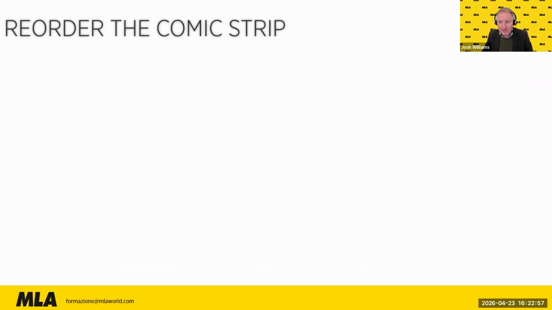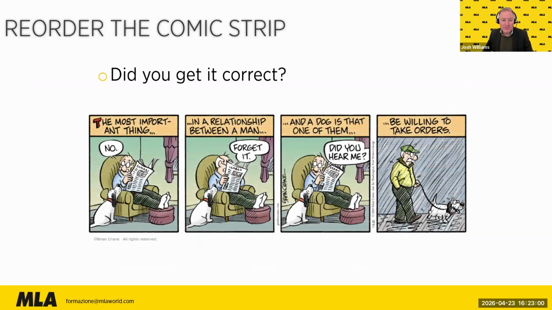Let's have a look at what the correct one is. So we have it here. Okay, so the most important thing in a relationship between a man and a dog is that one of them be willing to take orders. So again, it's a good way of getting students to look at the visual information, well, look at the text, and they can be helped by the visual information too. So again, it gives that scaffolding for these lower level students. And they could also explain what's happening. Maybe they could work out the joke.